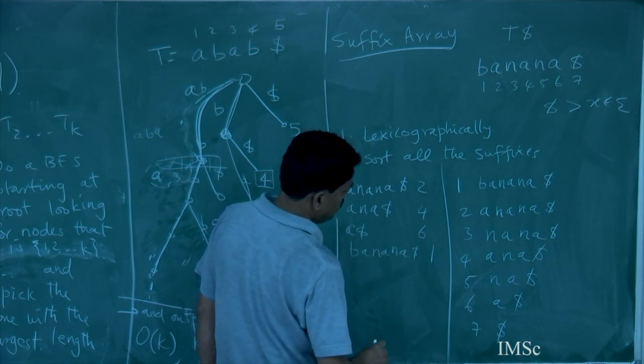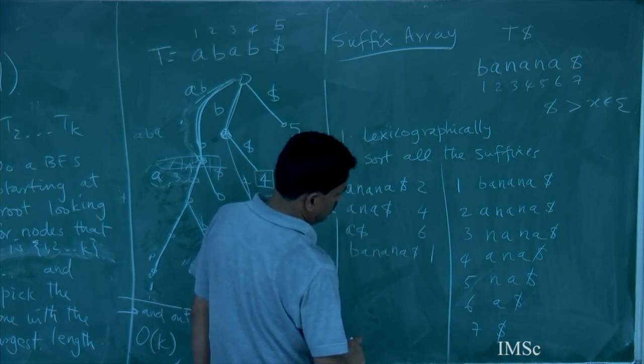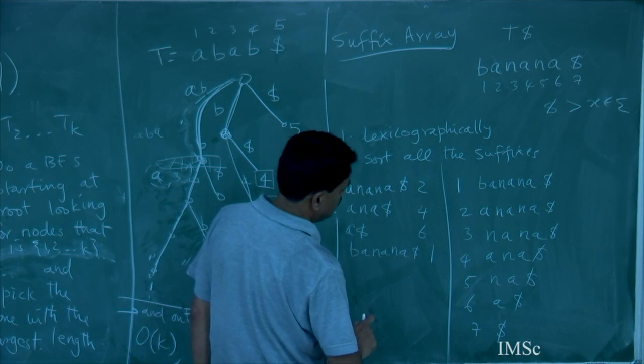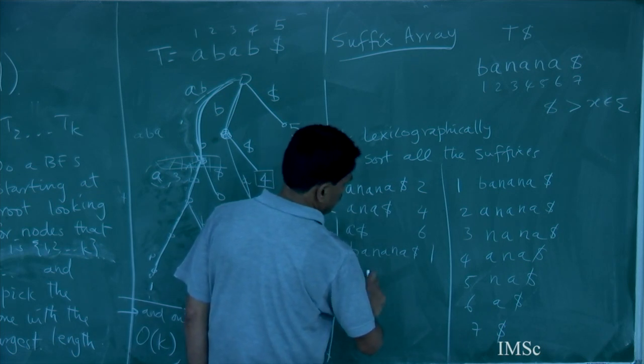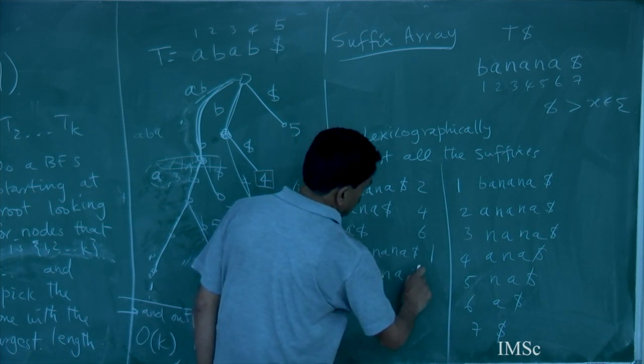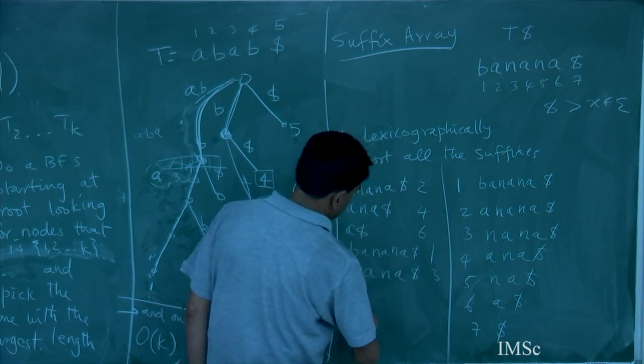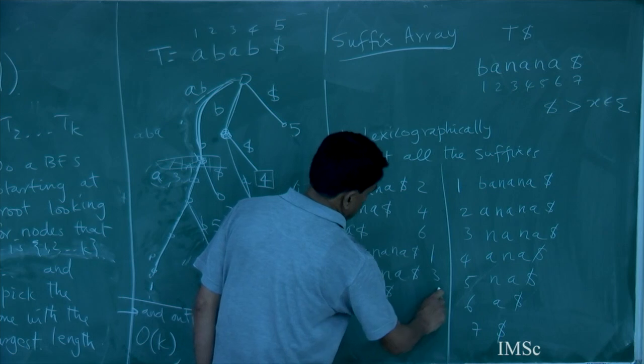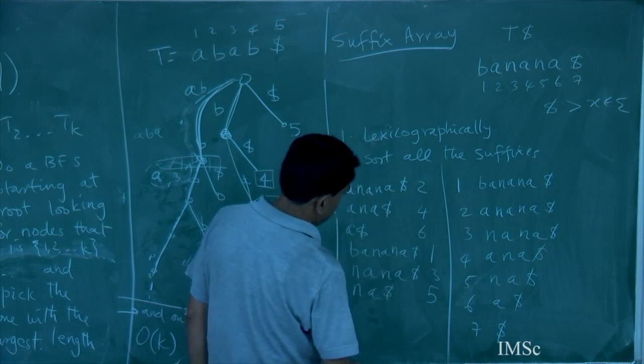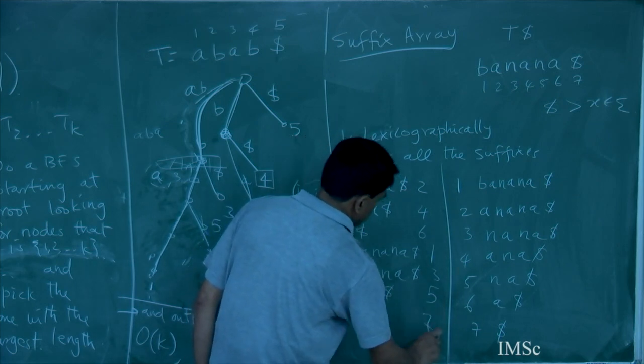That's 1. Nothing else in B. That's 3. That's 5. And then you'll have a dollar. That's 7.